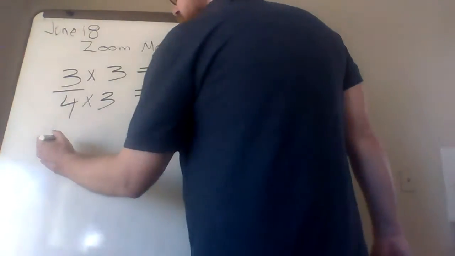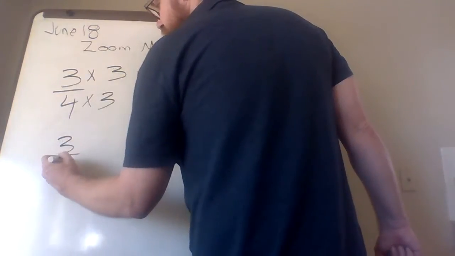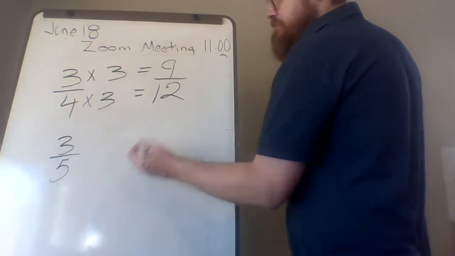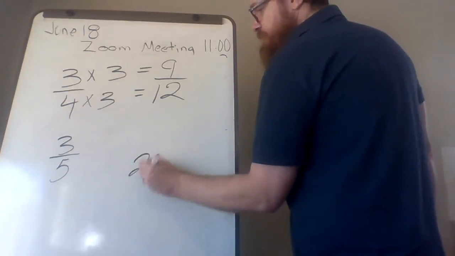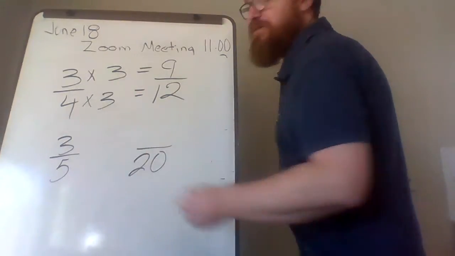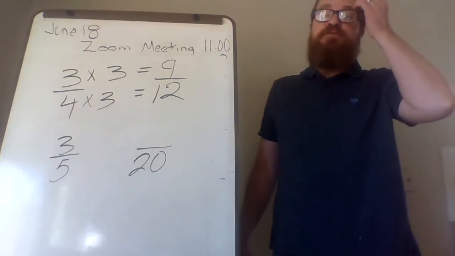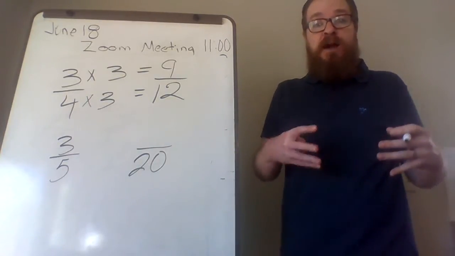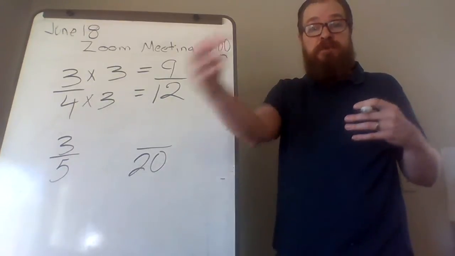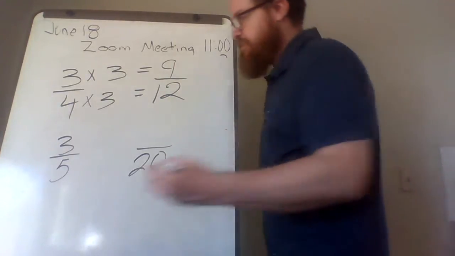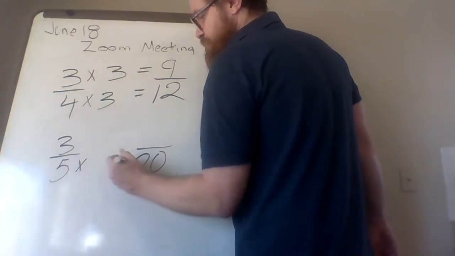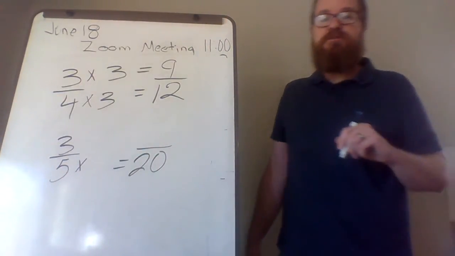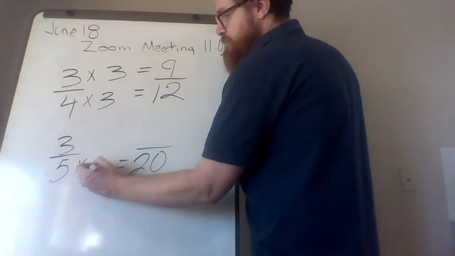Let's say I have 3/5, and I want to make something that has 20ths. Okay? It's the same idea as before. 20 is bigger than 5. So the only way I'm making equivalent fractions and getting bigger is by multiplying. So I think, 5 times what number equals 20? That's an easy one, right? 5 times 4 equals 20.